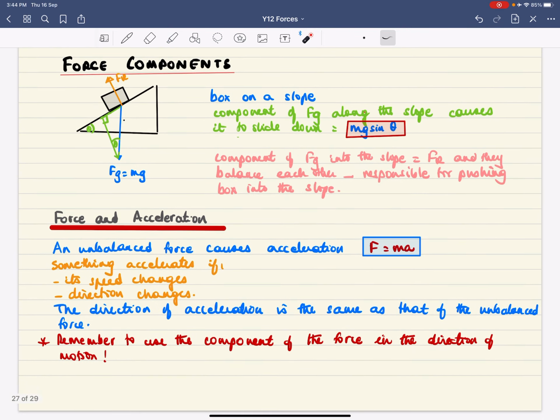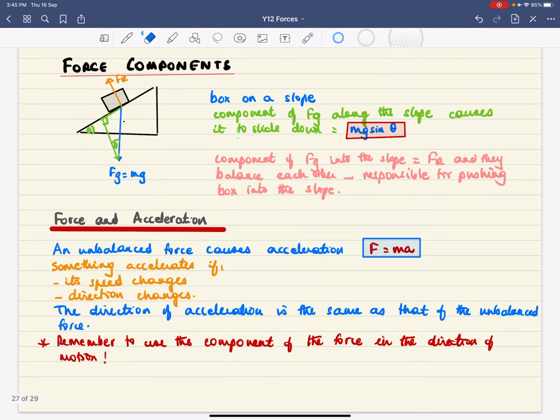Okay, then let's look at force and acceleration. So when forces are not balanced and you have an unbalanced force, you have what's called a resultant force. And this resultant force causes acceleration, and the direction of acceleration is the same as the direction of the unbalanced force.